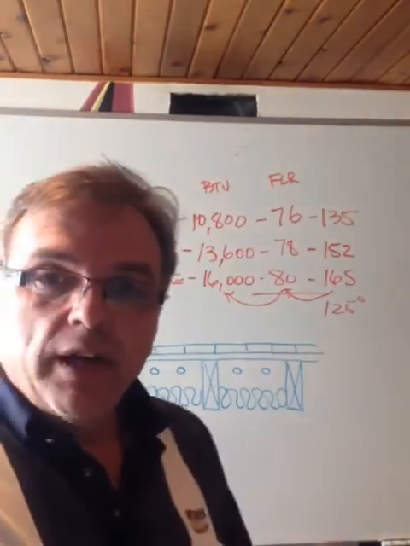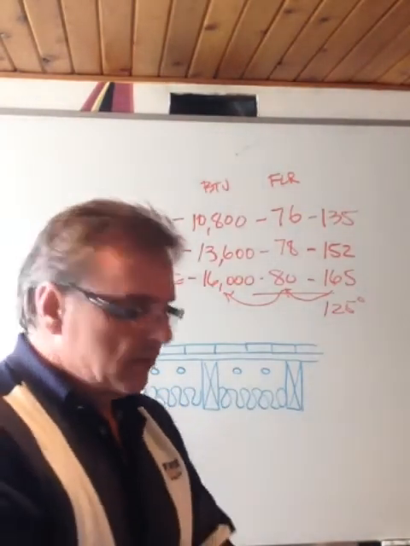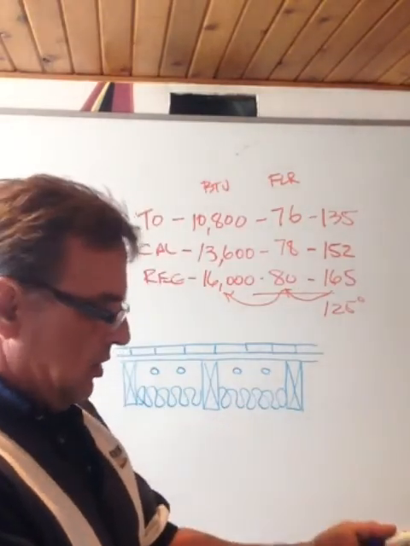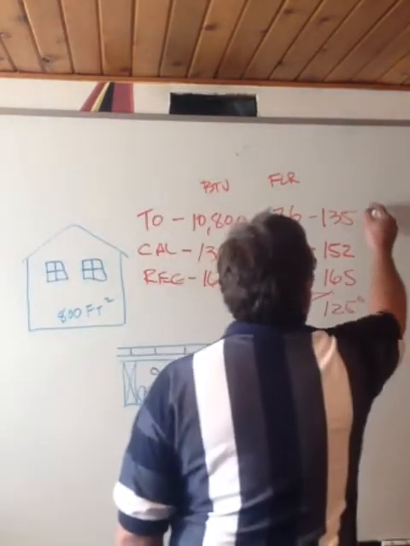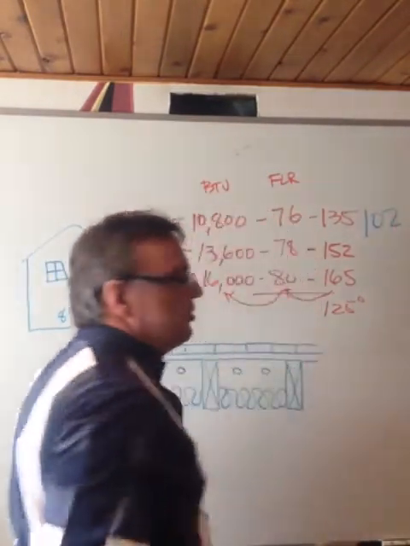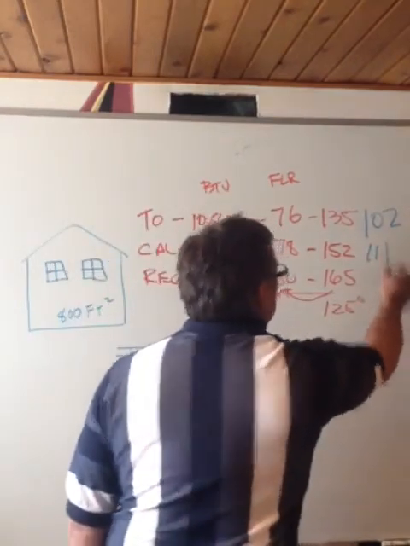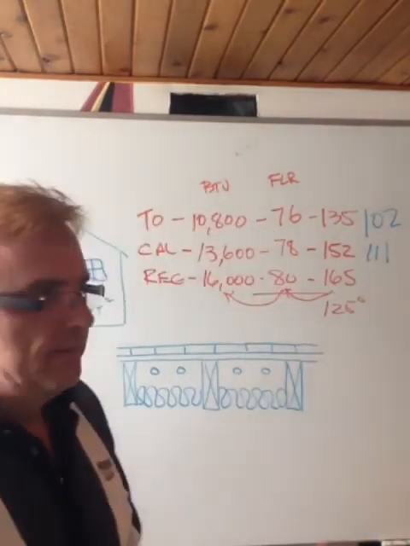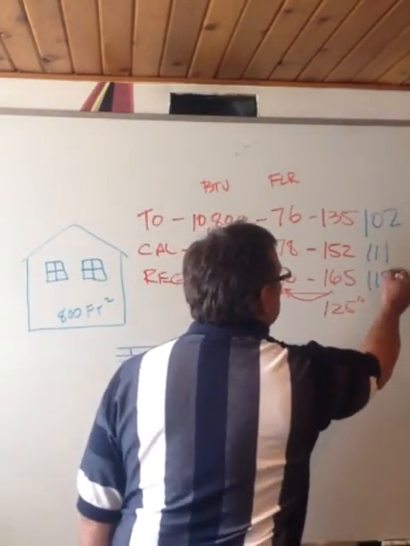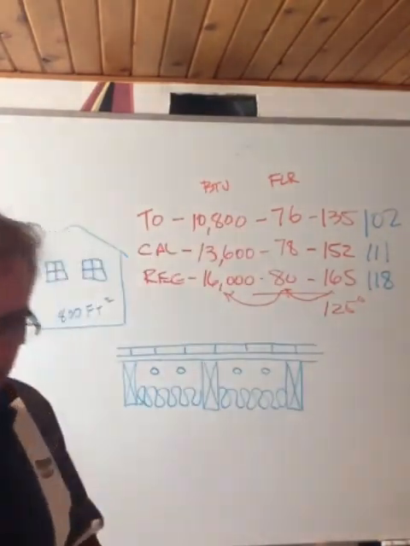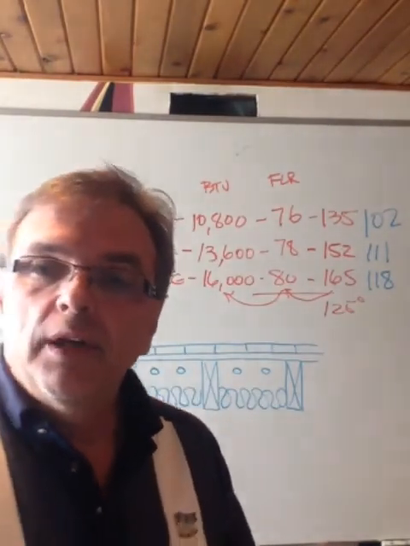So what's the actual effect on that? Well, by adding heat transfer plates, you can reduce your water temperature considerably. Toronto becomes 102, Calgary 111, and Saskatchewan 118. And that is certainly an achievable number for any radiant floor heating system.